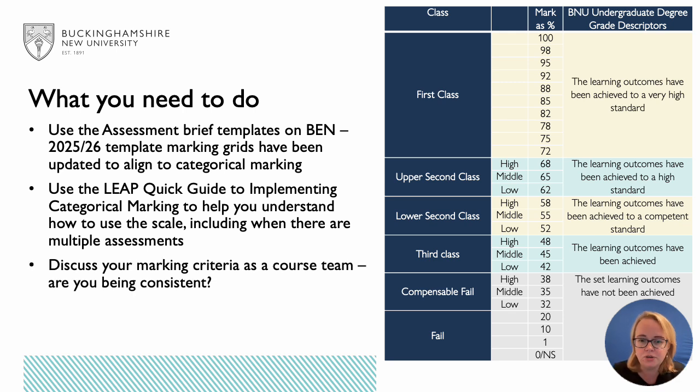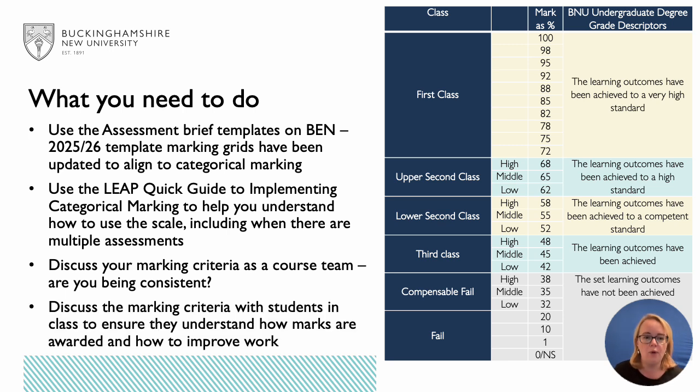But I think what you should also do is to discuss your marking criteria as a course team. Are you being consistent? So all of your second year or level 5 modules, or all of your master's modules, are you setting consistent expectations in terms of using that categorical marking? Is it always clear what the difference between a 58 and a 62 would be? So working with your course teams to get that standardisation and consistency, and then discuss that with your students.